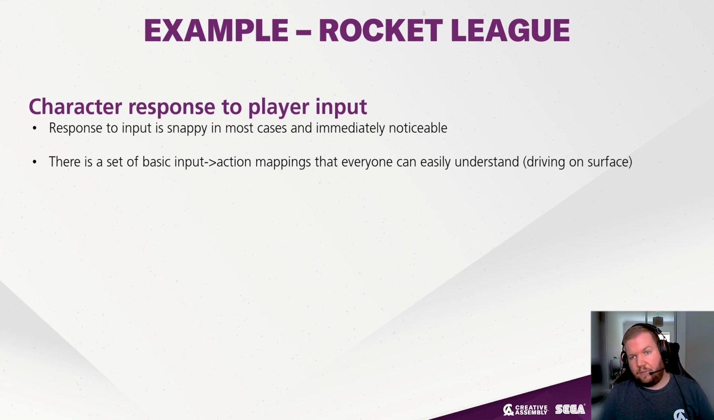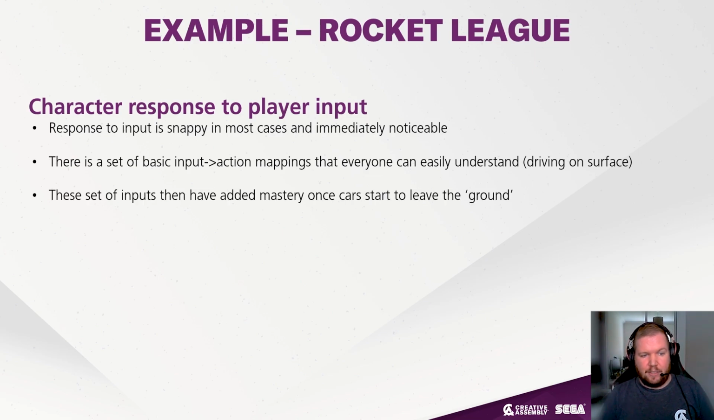So when you're driving on a surface, you know that when you press left, you go left. It's pretty basic. But then these sets of inputs have an added mastery once the car starts to leave the ground. So your character starts to do more things based on player input, which is very neat. So when you start flying, maybe when you're holding to the left and then you press another button, instead of turning left, you flip to the left or you roll to the left. There can be different outcomes of that.